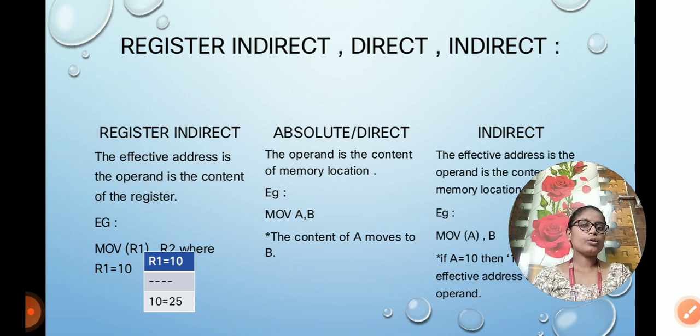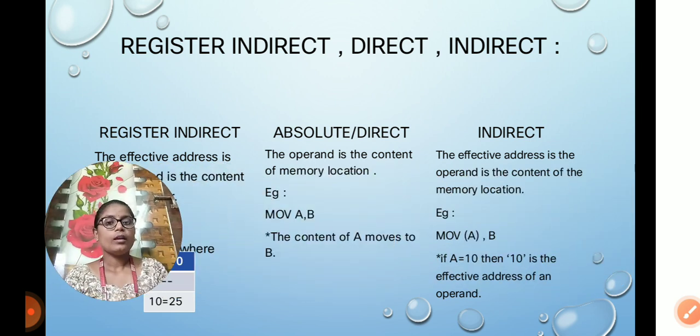And absolute or direct addressing mode. The operand is the content of a memory location. For example, MOVE A, B. The content of A moves to B. Here we can perform operations directly with the memory locations. We have no need to use register addresses. Directly with the help of the memory locations we can perform any operations.